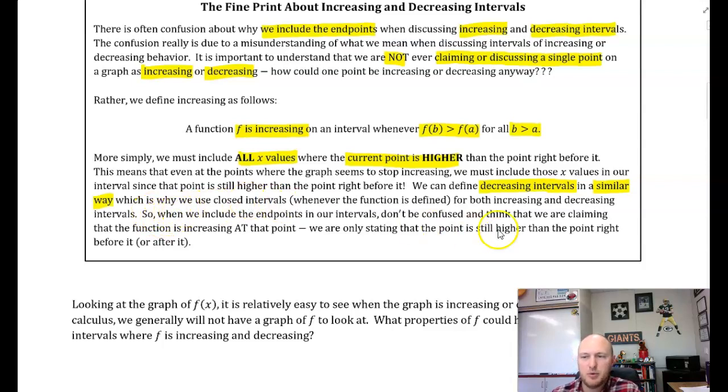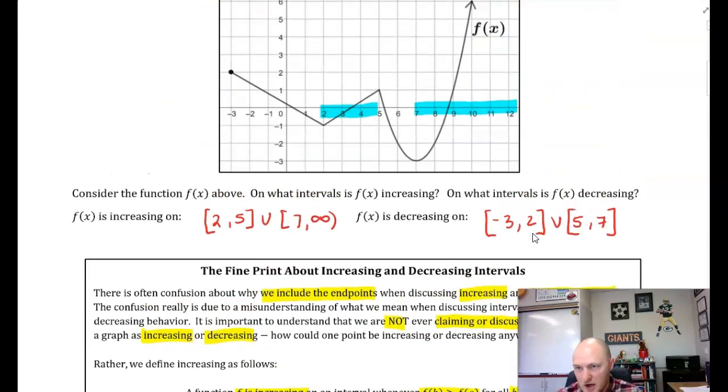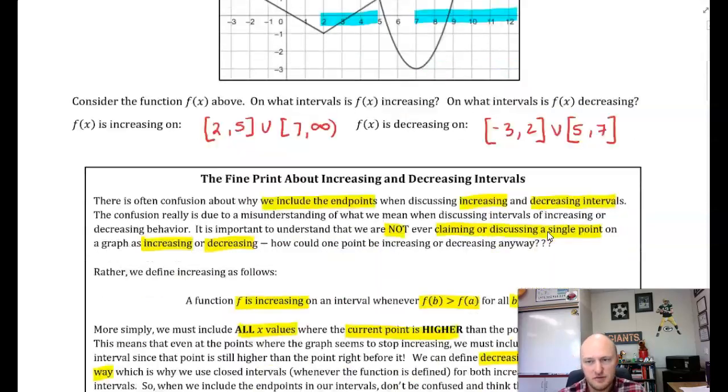So when we include the endpoints in intervals, don't be confused and think that we are claiming that the function is increasing at that point. We are only stating that the point is still higher than the point right before it or after it, okay? So that's just kind of a disclaimer here. Why do I include the endpoints here on my increasing and decreasing intervals?